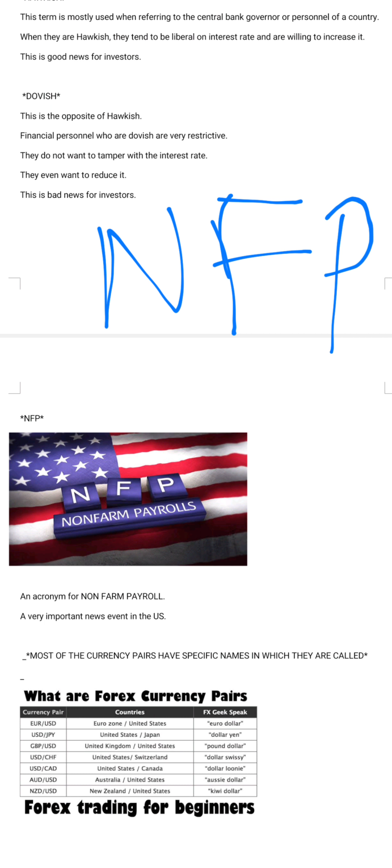So the name non-farm payroll, it shows the data of every sector except the agricultural sector. That's why they said non-farm. Farm represents farm, so it doesn't show data on farmers, but it shows data on every other aspect of the economy.